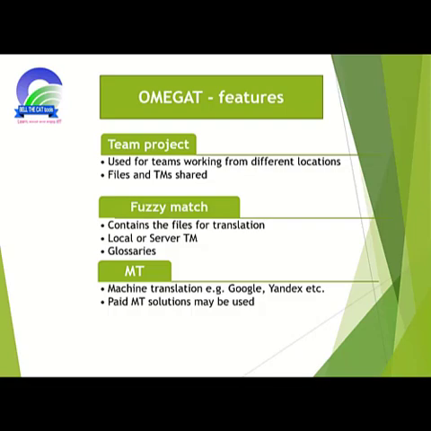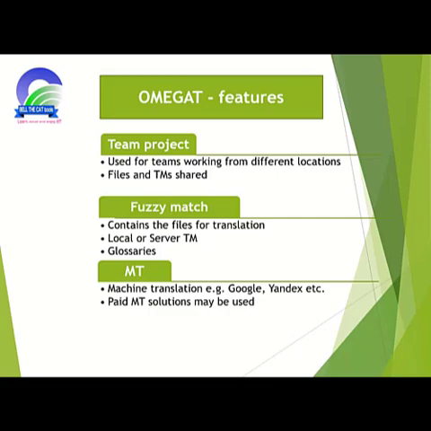As I said earlier, OmegaT supports a team project. Two or more translators can work in a team project with files and TM shared by using a shared repository. This is an advanced feature available in OmegaT. What is a fuzzy match? Any match between 51% to 99% is called a fuzzy match. I will explain that practically when showing the OmegaT demonstration. Now just understand, it is a match from 51% to 99%.